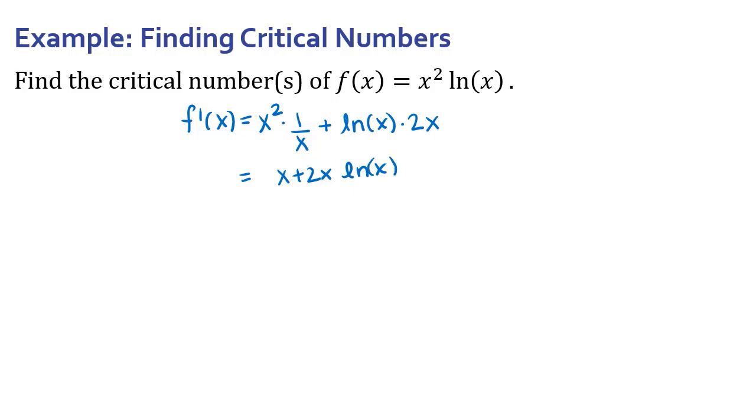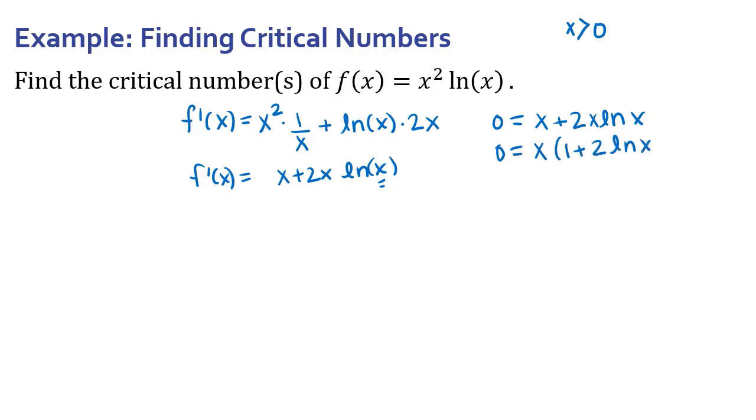Okay, so we know that this is going to end up being undefined. You cannot take the natural log of a number that is less than 0. So we know that no matter what, these x values have to be greater than 0. All right, so let's look at where this is going to equal 0. So this function is going to equal 0 when 0 equals x plus 2x times the natural log of x. Let's factor the x out. I'm going to get x times 1 plus 2 times the natural log of x.